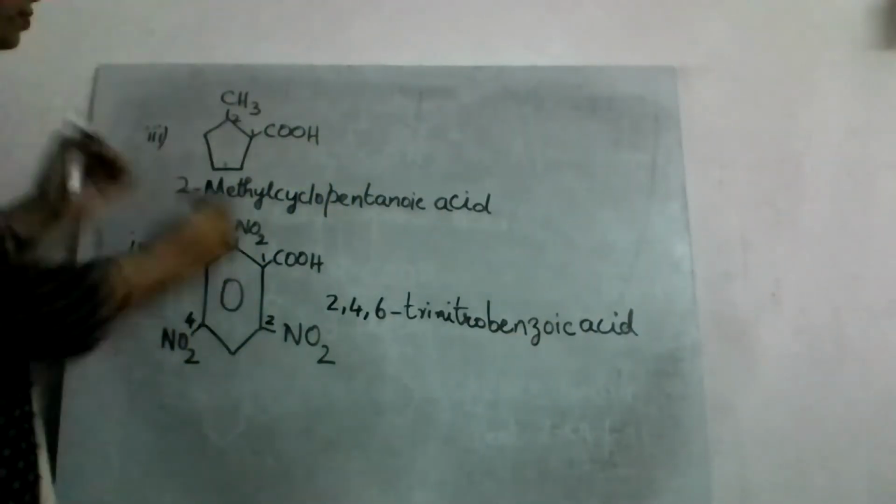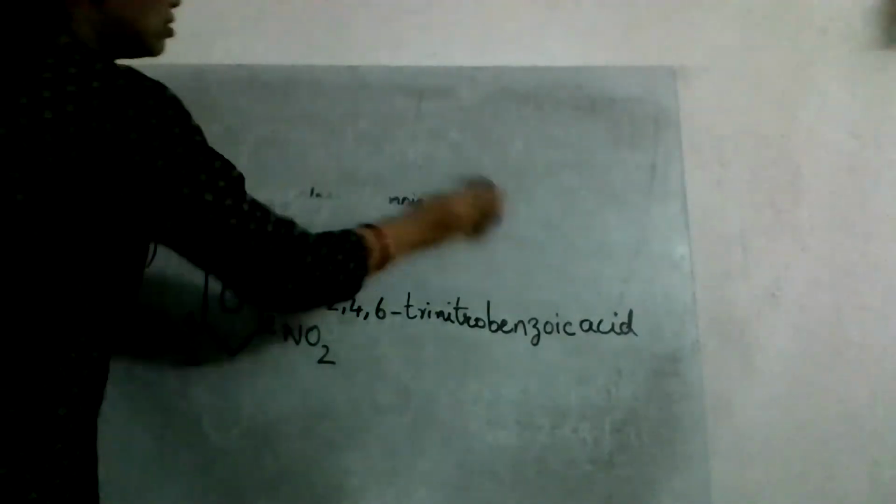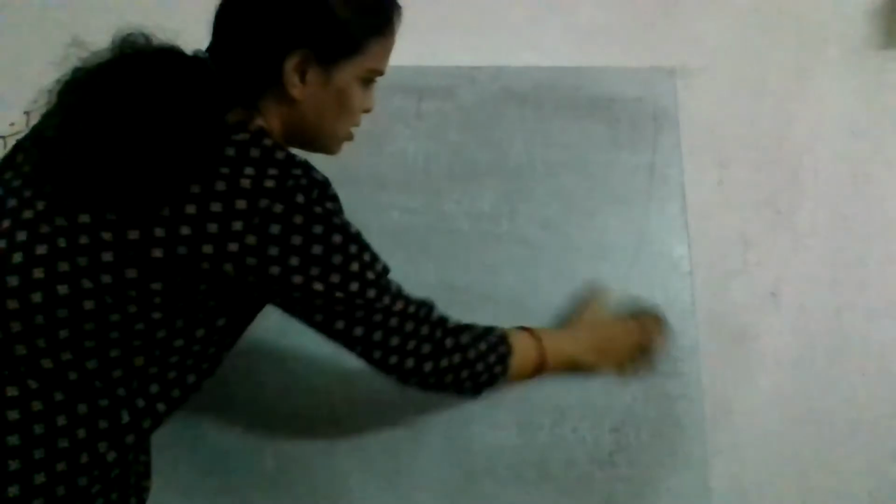So see, it is ethyl benzene being converted to your benzoic acid. So ethyl benzene is this compound. This is your ethyl benzene. Treat this with alkyl benzene.